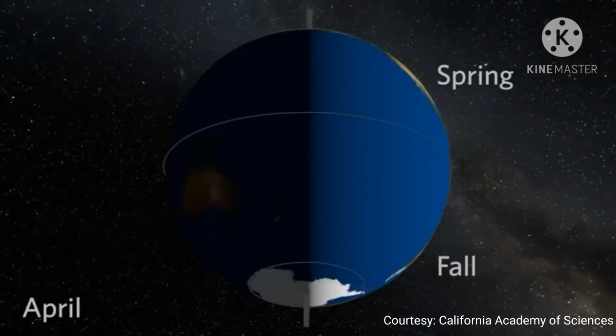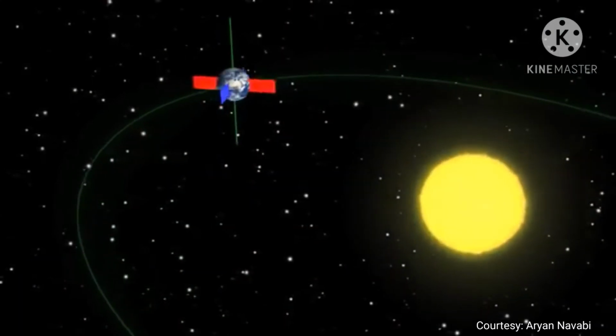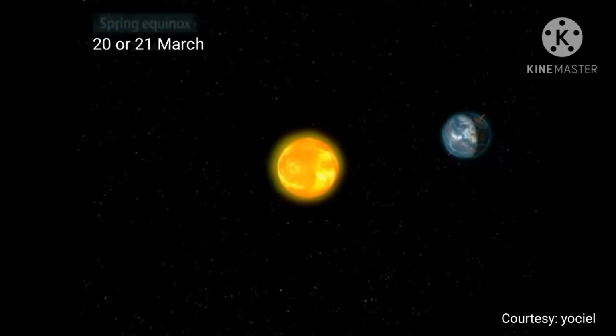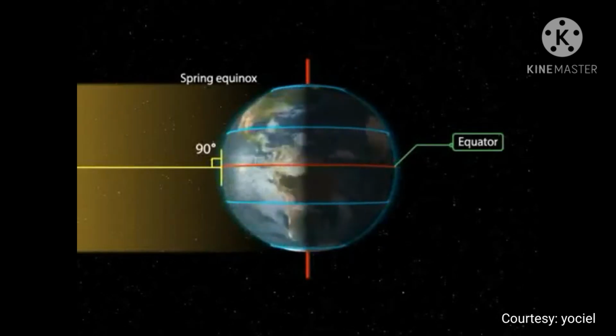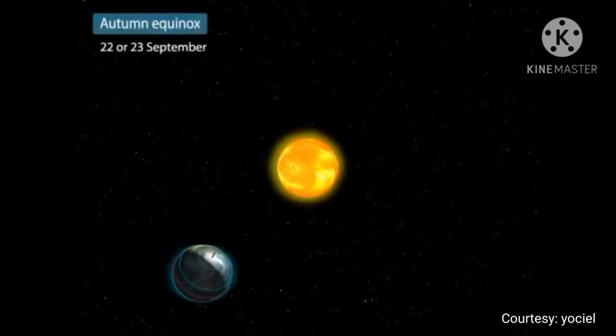Spring and fall or autumn begin on equinoxes, days that have an equal amount of daylight and darkness. The vernal or spring equinox falls on March 20 or 21, while the autumnal equinox is on September 22 or 23.